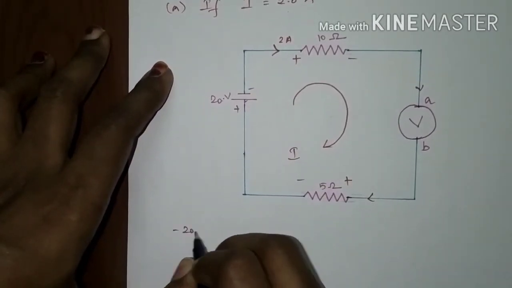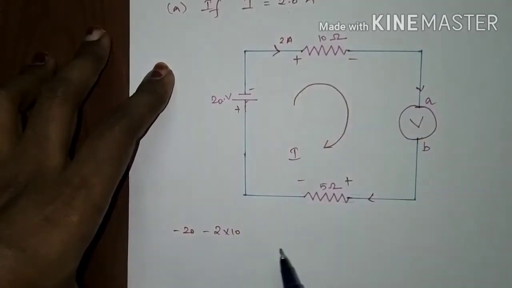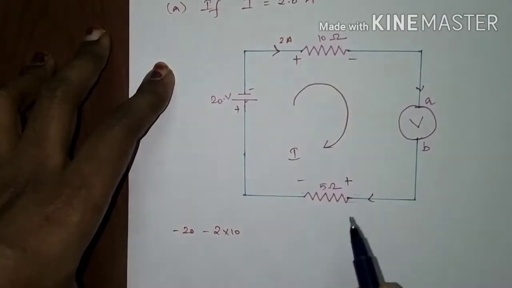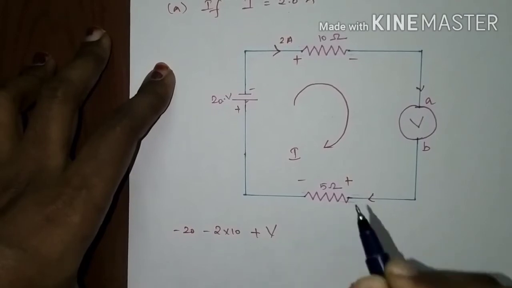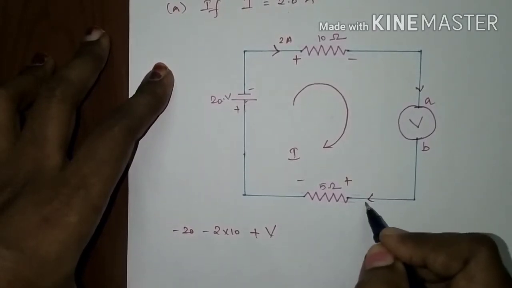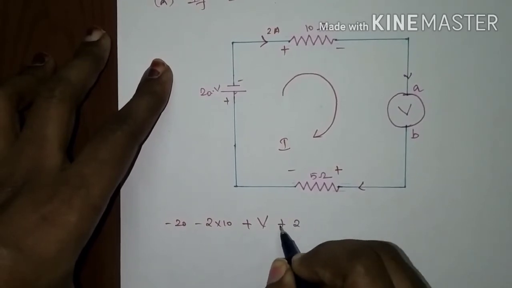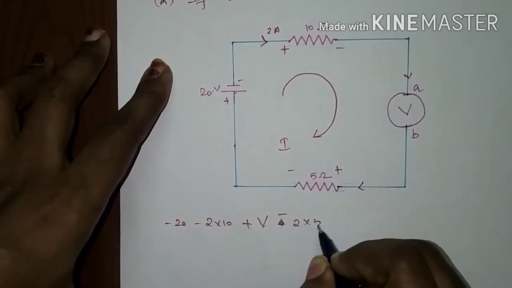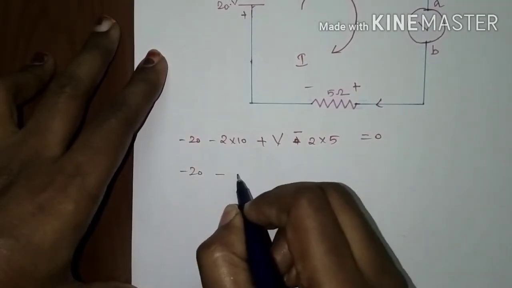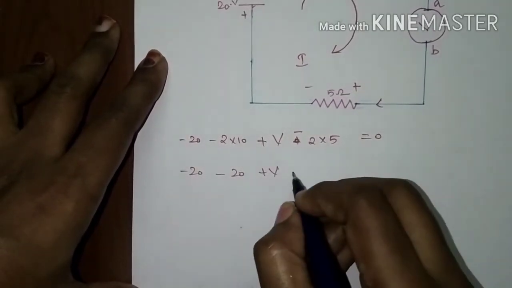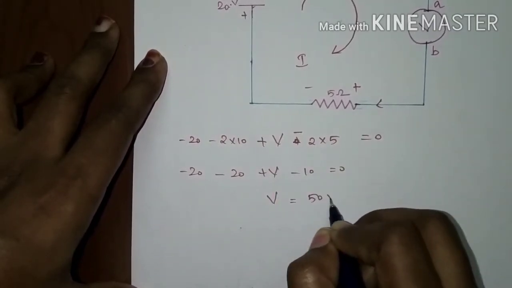So minus 20, here minus 2 into 10, it is a potential fall, right? Resistive element produces a potential fall. And assume this as a positive if they are not given any polarities, and the current is entering positive and leaving the negative. So minus 2 into 5 is equal to 0. Now your voltage value would be minus 20 plus 4 minus 10 is equal to 0. Your value of V is equal to plus 50 volt.